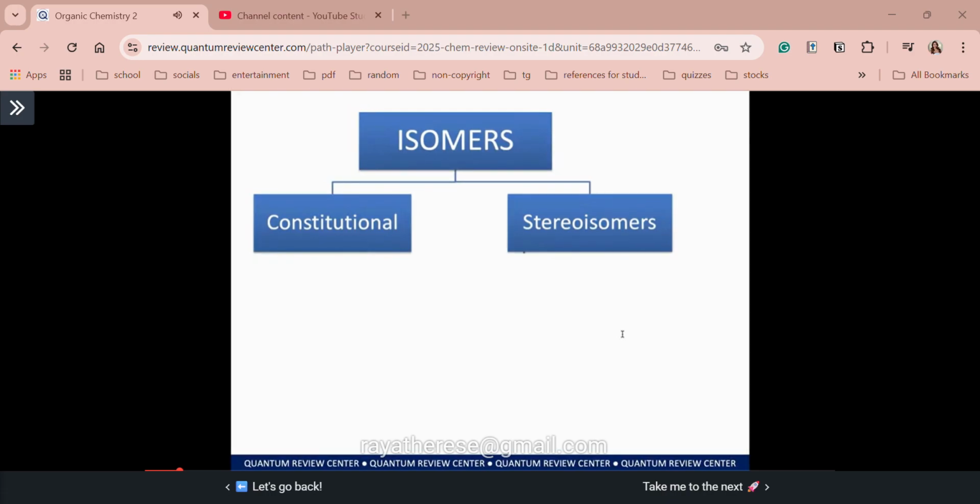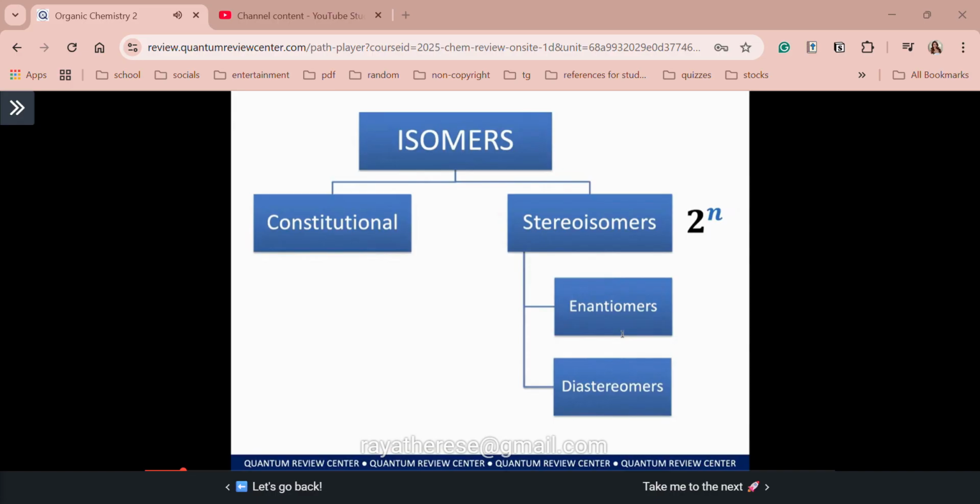Remember, class, we can predict the number of stereoisomers if we know the number of chiral centers of a certain organic compound. Sir, I know there's a formula for that. What is the formula nga po ulit? That's your 2 raised to n, where n is equivalent to the number of chiral centers present in our organic compounds. And particularly class, your stereoisomers can be further subdivided into enantiomers and diastereomers. So we will discuss this, don't worry. But for now, let's just focus first on our constitutional, or we also call it your structural isomerism.